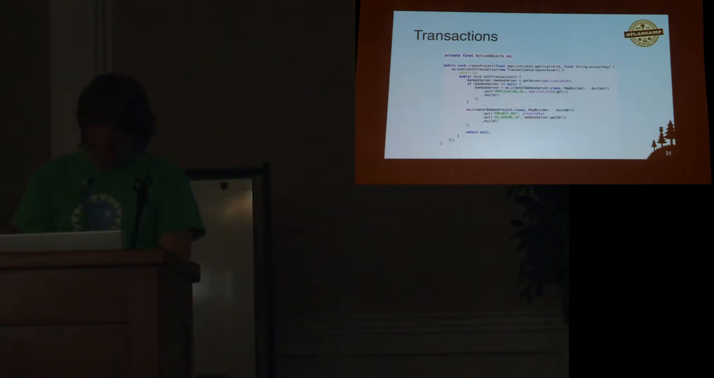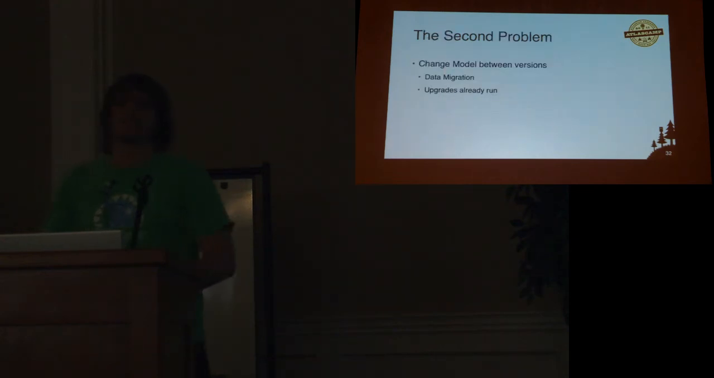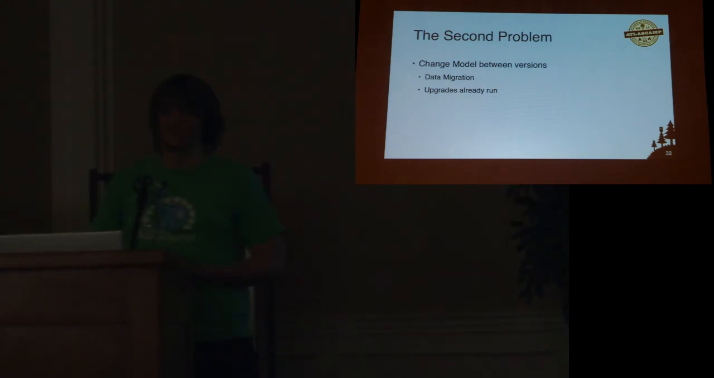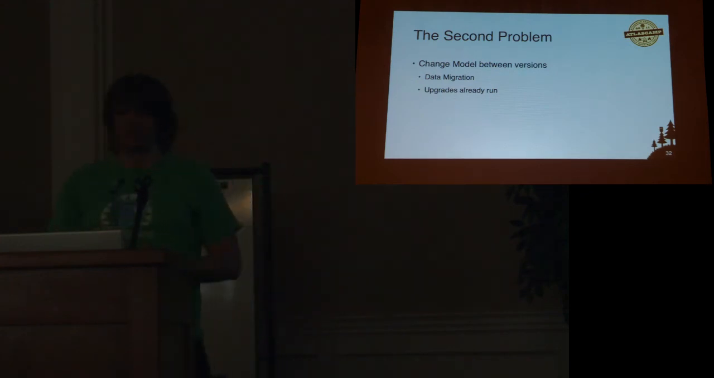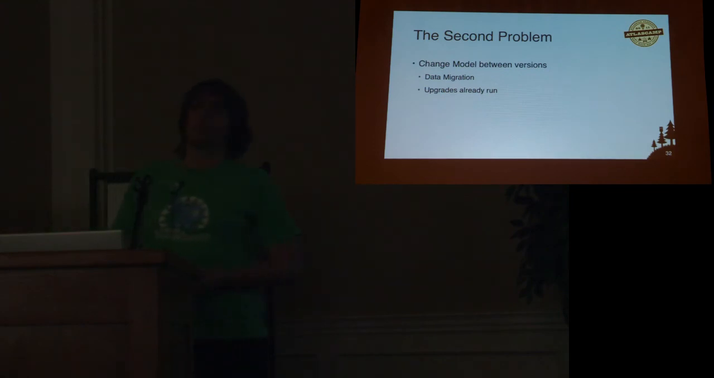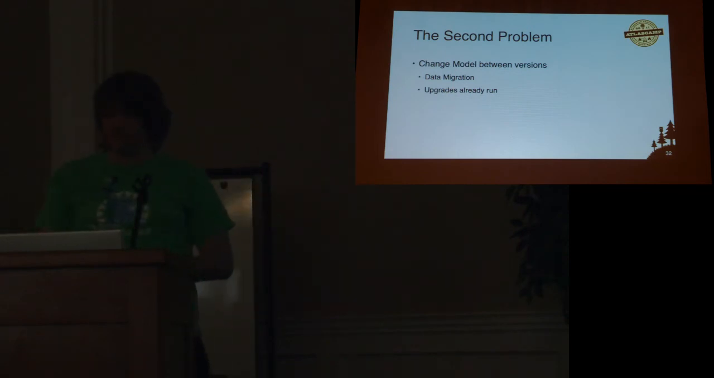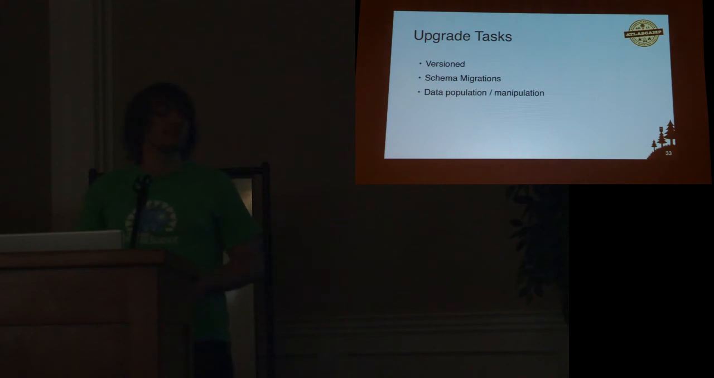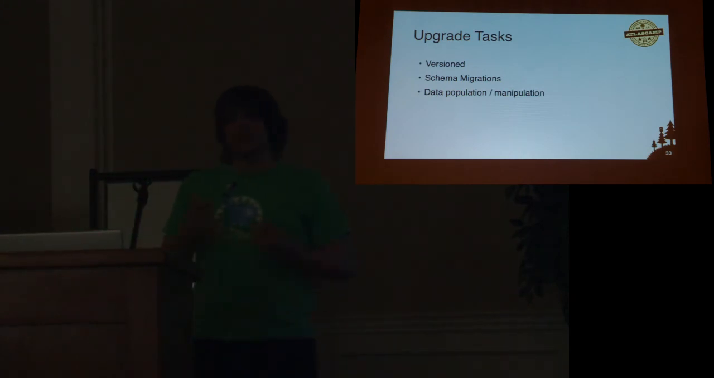So after doing all that, as I said before, I ran into a second problem, and it was mainly that key is a reserved word problem. But what I really wanted was a way to migrate and evolve my model. And I wanted it to be versioned, and I needed to know when an upgrade had run. So ActiveObjects provides that for us. It provides upgrade tasks. Again, as I said, they're versioned. They allow you to do schema migrations, and they also allow you to do data population or manipulation within the upgrade task.